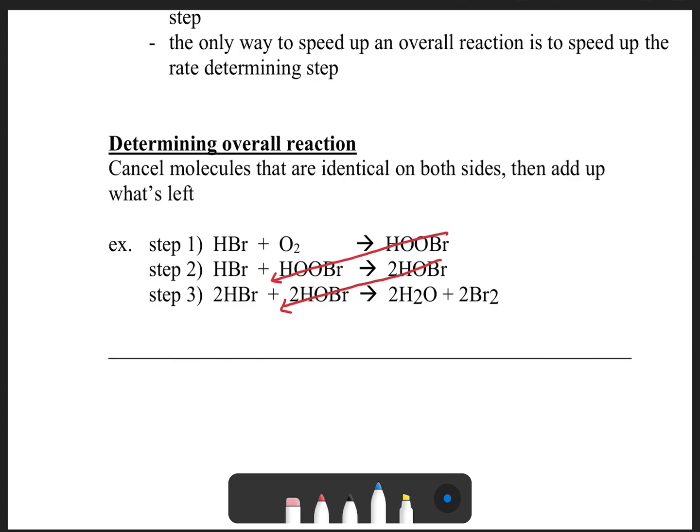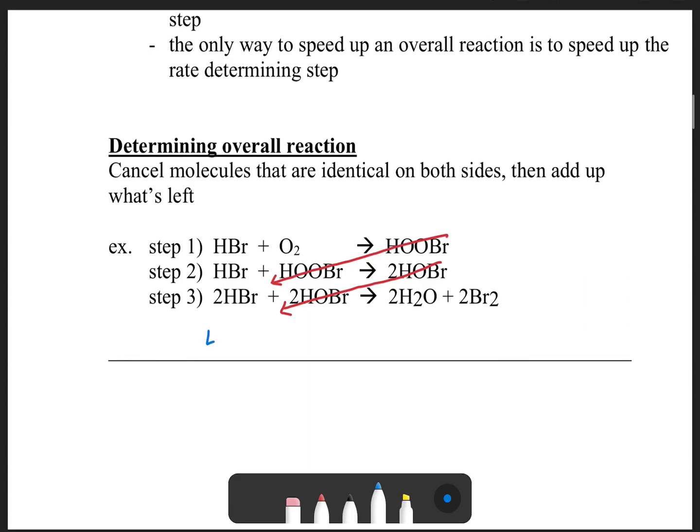Let's put together what we have left. We have, now adding these together, 4HBr plus O2 would give us 2H2O and 2Br2 as products. Now this is my overall reaction. And this is the same overall reaction that we had earlier in our notes.